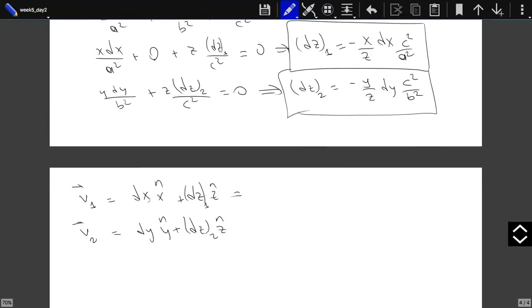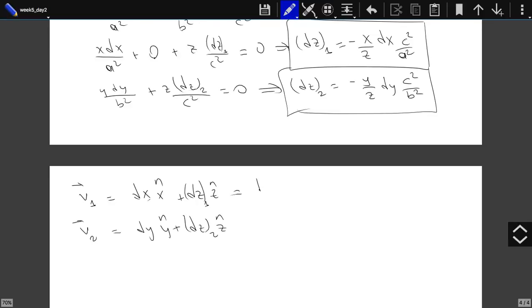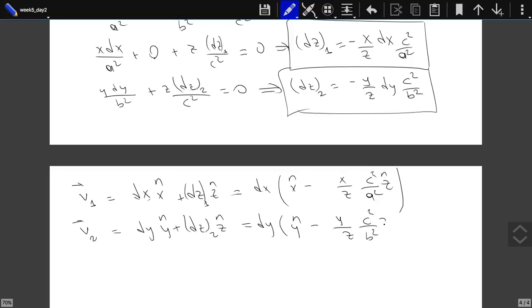So now I know what my v1 and v2 vectors are. V1 is equal to, with dx as a common factor, x hat minus x over z, c squared over a squared z hat. In V2, dy is a common factor: y hat minus y over z, c squared over b squared z hat.